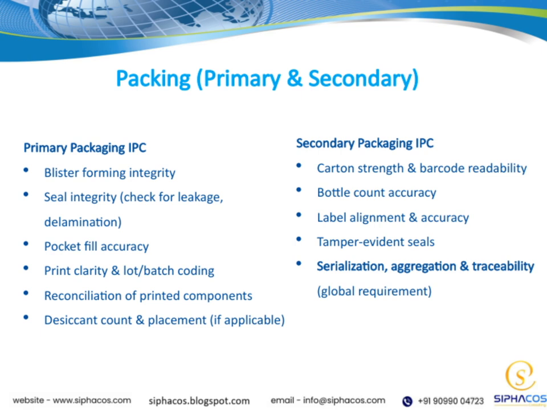Moving on to primary packaging IPC, we must check blister-forming integrity to ensure the packaging is secure and protective. Seal integrity is equally critical. Checking for leaks or delamination helps prevent contamination and product spoilage. Pocket fill accuracy ensures each blister contains the correct dosage, which is vital for patient safety. Print clarity and proper lot or batch coding are necessary for traceability and regulatory compliance. Reconciliation of printed components ensures that all labels and codes match and are correctly applied. If desiccants are used, their count and placement need to be verified to maintain product stability.